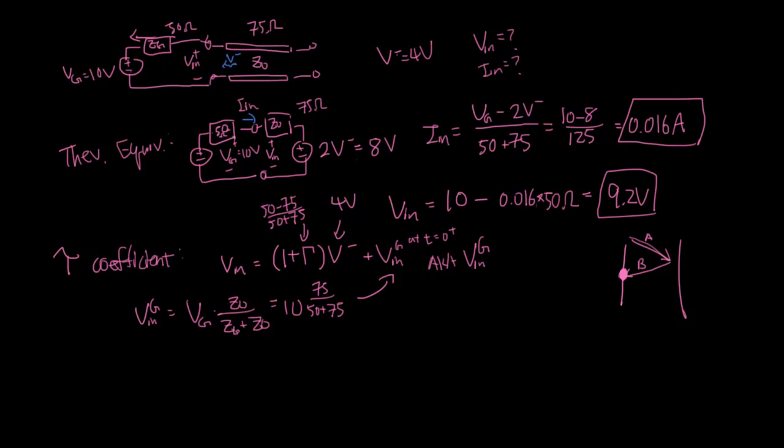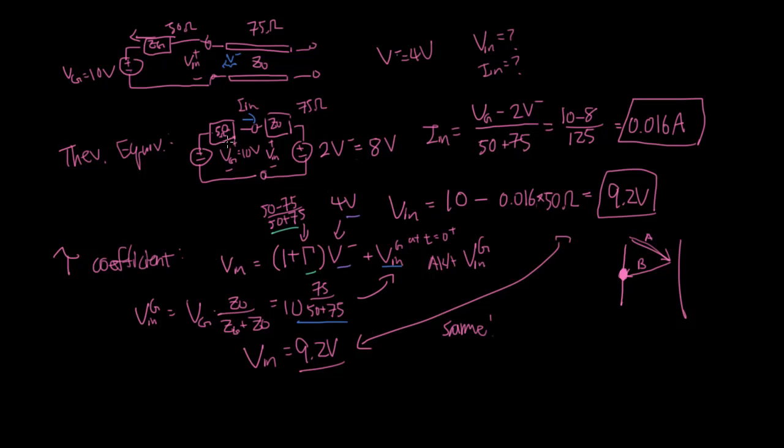If you plug in this result and this value for gamma, and set V minus equal to 4 volts, throw all that in together, you will also get that V in is equal to 9.2 volts. So they should end up being the same.